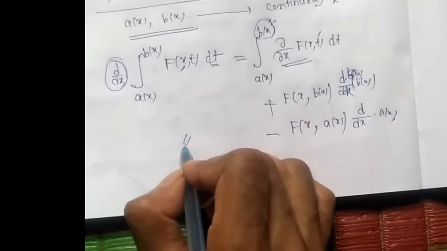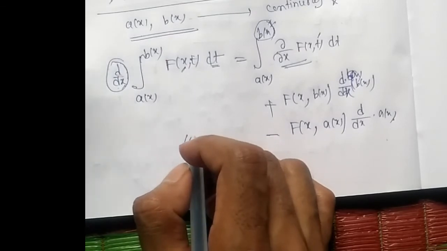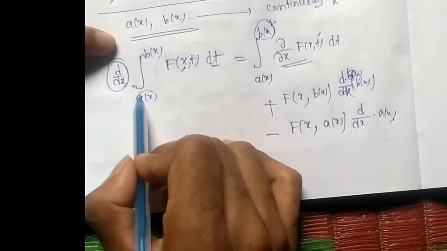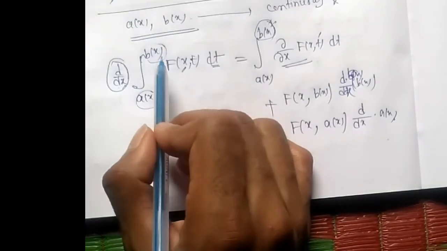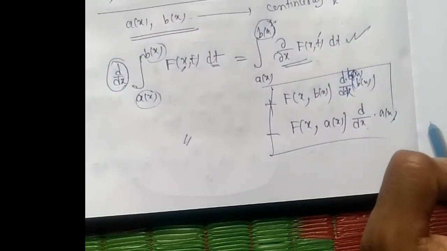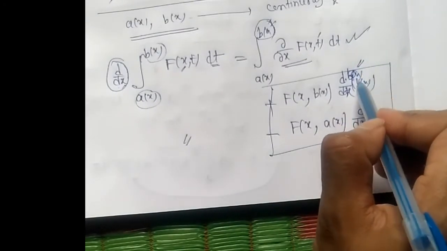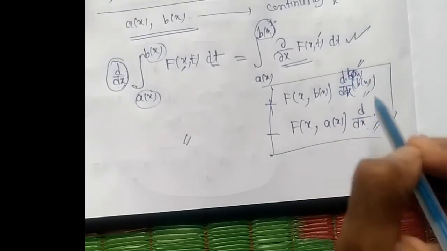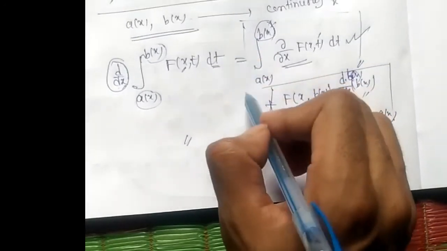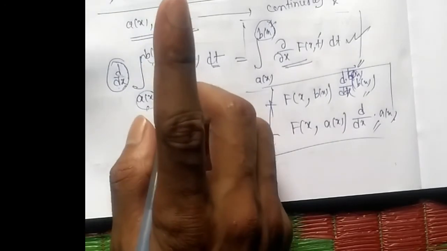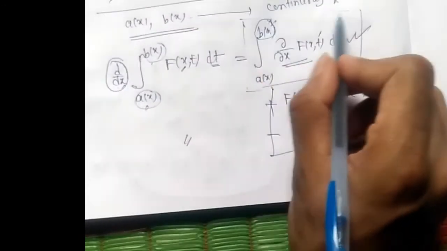This is the Leibniz rule of differentiation under the integral sign. If a(x) and b(x) are constants, you can only write the first term, not the others, because the derivative of a constant is 0, so those terms will be 0. If a(x) and b(x) are constants, you can only write this term.